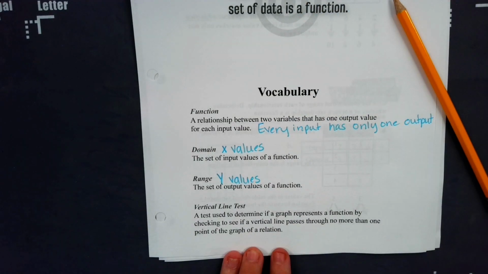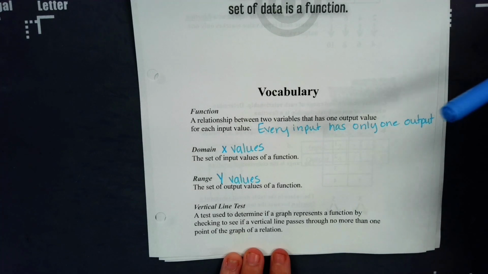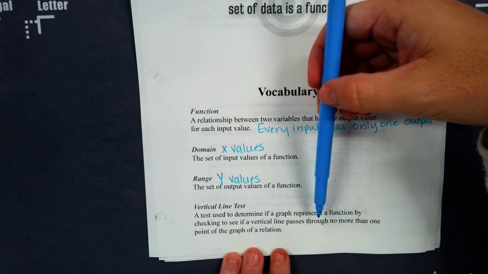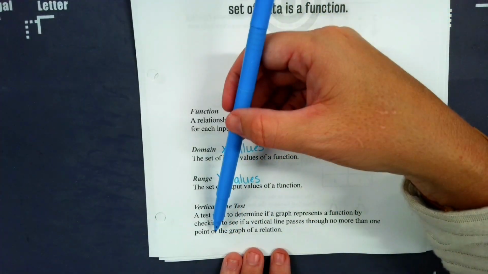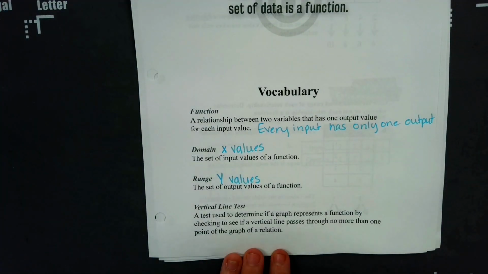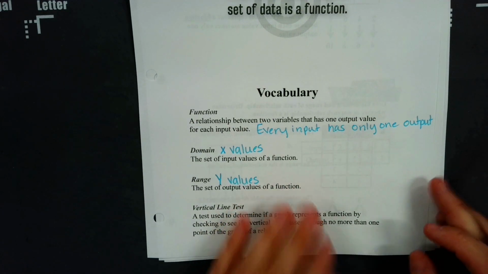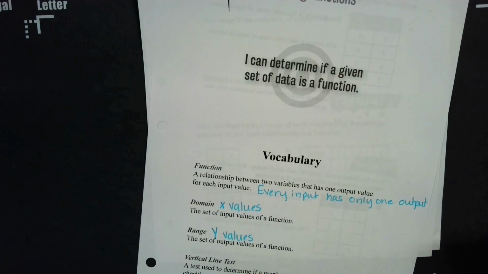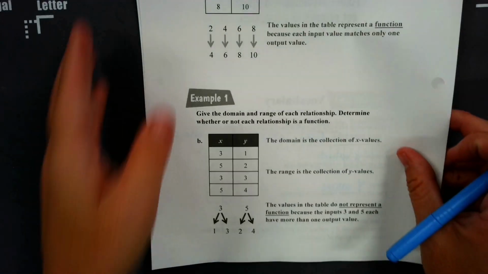Oh, and this last one we've already talked about, the vertical line test. A test used to determine if a graph represents a function by checking to see if the vertical line passes through no more than one point of the graph of the relation. So just like we did, just taking it along. If it hits 2 points, automatically not a function. Questions on our vocabulary? Okay. All right, let's flip it over.